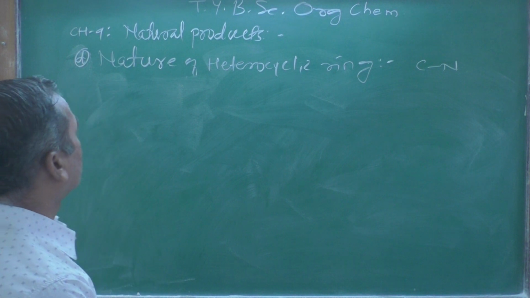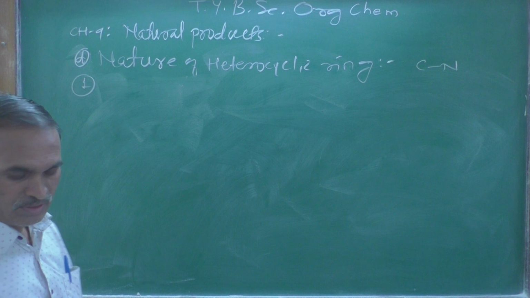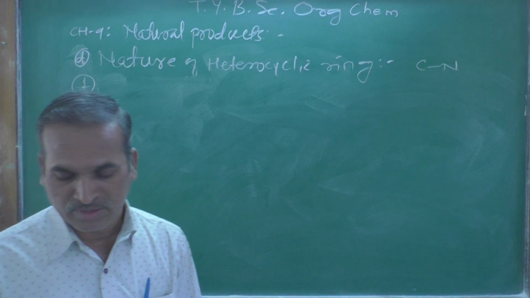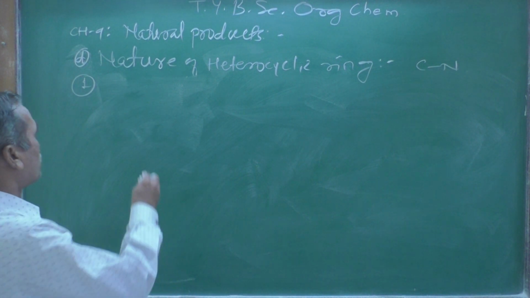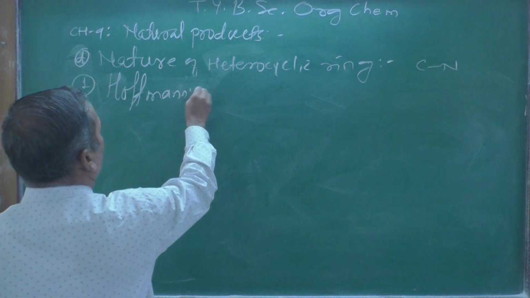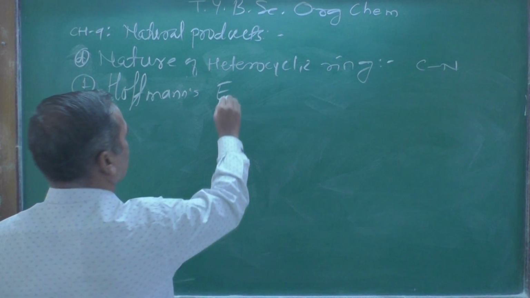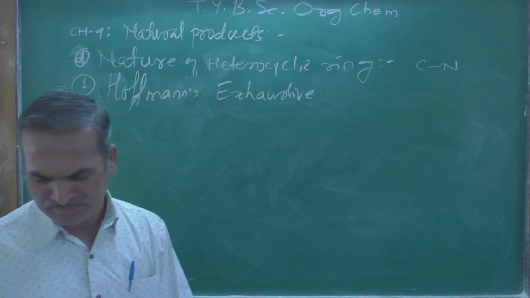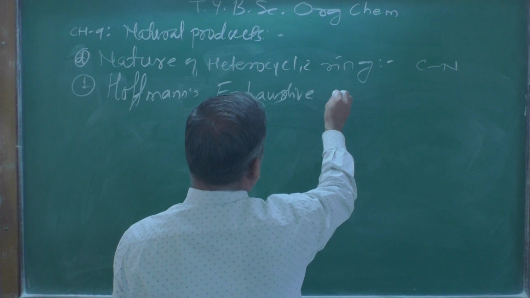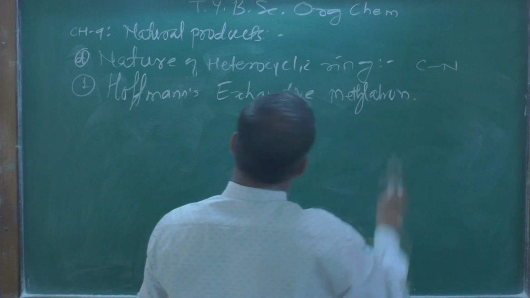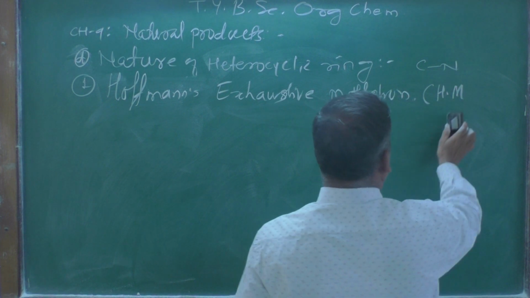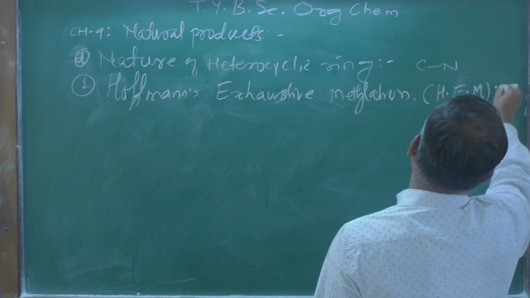Let us discuss the first method, which is useful for the detection of the nature of the heterocyclic ring: Hofmann's exhaustive methylation. In short, it is written as HEM.